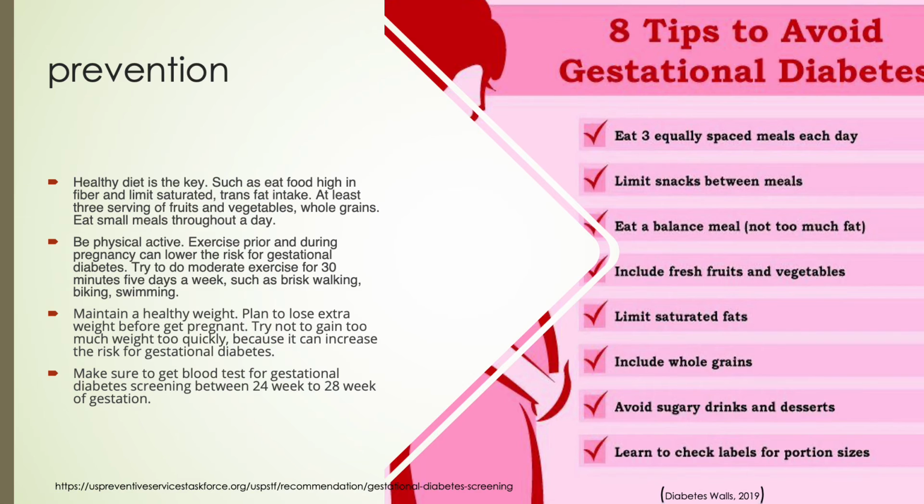Maintain a healthy weight. Plan to lose extra weight before getting pregnant. Try not to gain too much weight in a very short period of time, because it can increase the risk for gestational diabetes. Make sure to get a blood test for gestational diabetes screening between 24 weeks and 28 weeks of pregnancy.